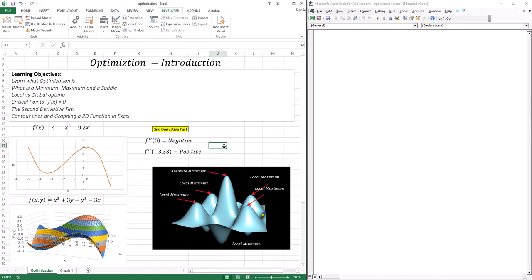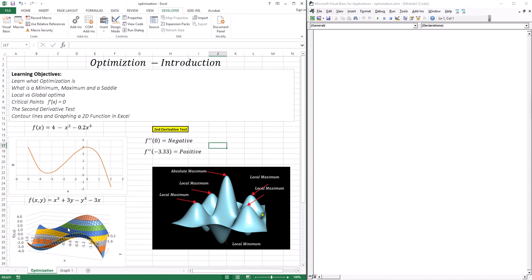We're going to learn about critical points, which are special types of derivatives. We're going to learn about the second derivative test and why we need such a test. And also we're going to learn one of the characteristics of a 2D function, which are contour lines, and also how to graph a 2D function in Excel. And a 2D function is basically a plane that you graph, and we're going to learn how to graph a graph like the one that we have at the bottom left here.